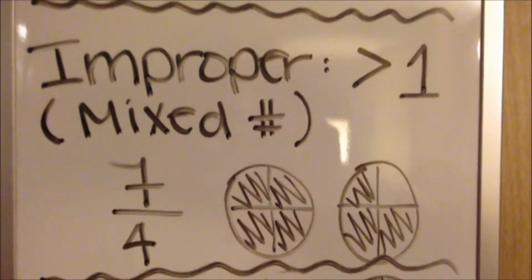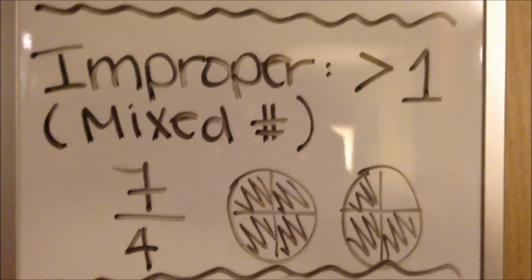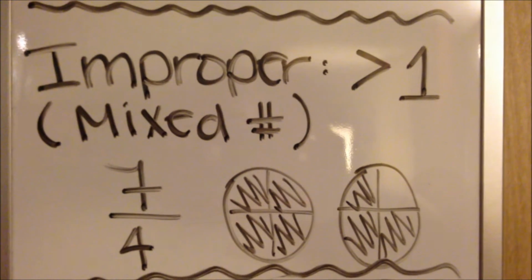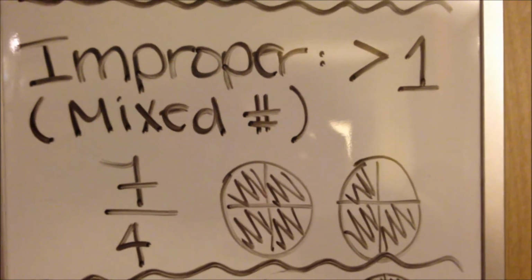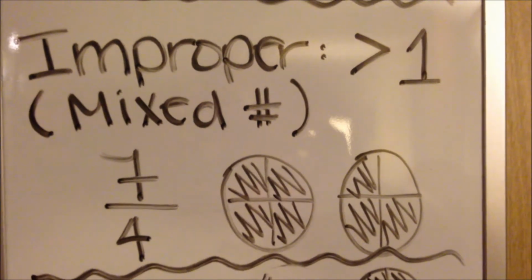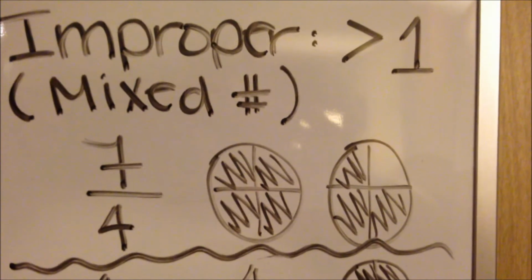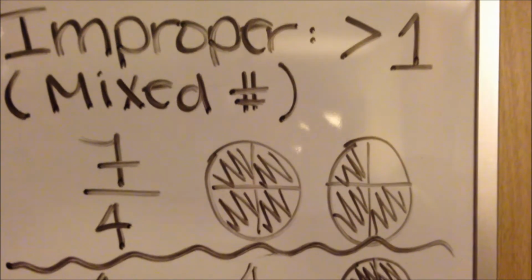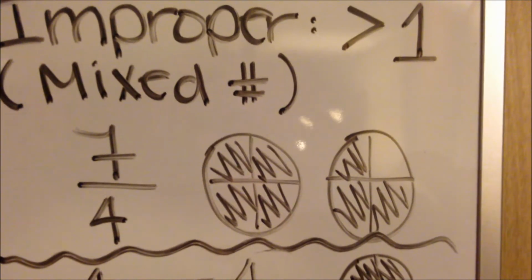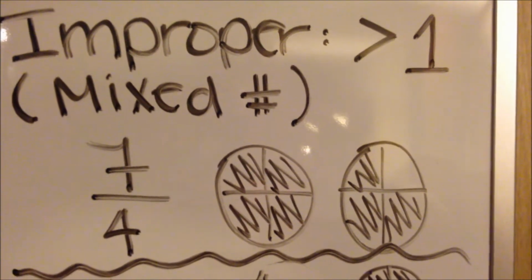Now let's take a look at an improper fraction. An improper fraction is greater than 1 whole. And improper fractions can also be written as mixed numbers. Mixed numbers are part whole number and part fraction. Part proper fraction, that is. For example, if we look at the number 7/4, notice that the numerator is larger than the denominator. 7/4 written as a mixed number would be 1 and 3/4.